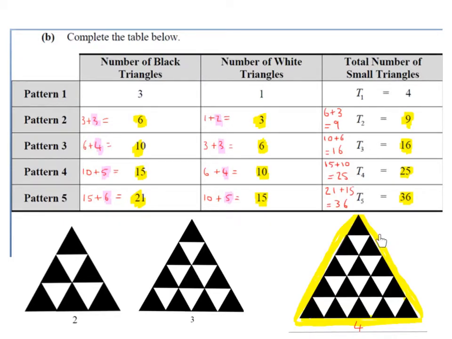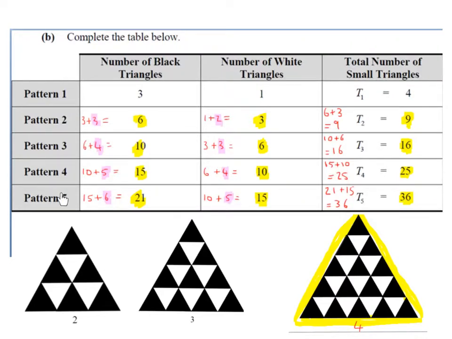So now we have term 4, so this is the pattern that we had to draw ourselves. Black triangles, we have 15 black triangles. And then white triangles, we have 10 white triangles. And 15 plus 10 makes 25 small triangles in total.